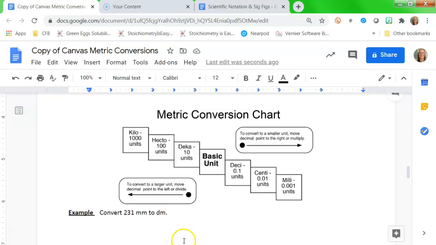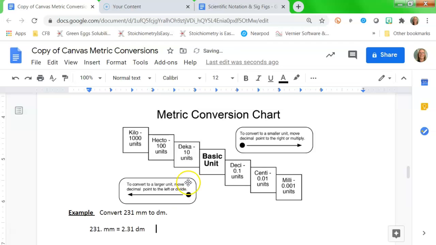So our first example we're going to look at here is millimeter to decimeter. So I have a milli, which is right here, and I'm going to go to deci, and I have now moved to the right, which means I'm going to move my decimal place to the right, and that means I'm going to move it 2 places to the right. So the easiest thing for me to do is to write this down as 231. My decimal place is here, and that's going to be millimeters, and when I convert it, I'm going to move my decimal place 2 places to the right, so I will end up with 2.31 decimeters.